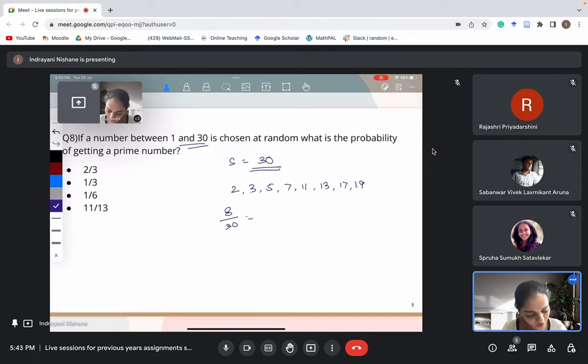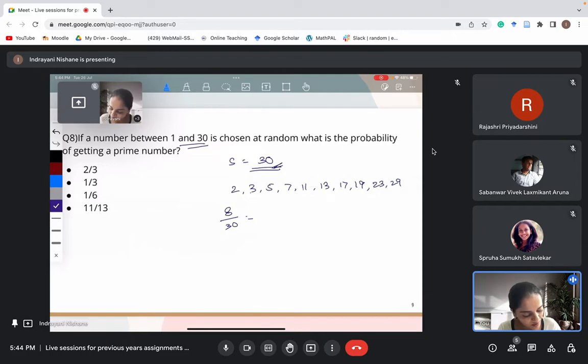2, 3, 5, 7, 11 and 13, 17, 19. Oh, we are supposed to count till 30, right? I somehow stopped at 20. Yeah. So 19, then 23, and 29. So yeah, 2 numbers in the 20s.